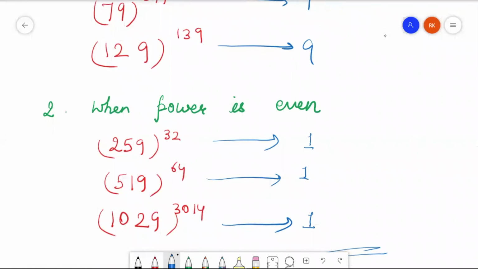259 raised to the power 32. 590 raised to the power 64. 1029 raised to the power 3014. Here we can see we have 9 at the unit place of all these numbers and all these powers given are even. So directly we will write that the digit at the units place of these numbers after solution will be 1.